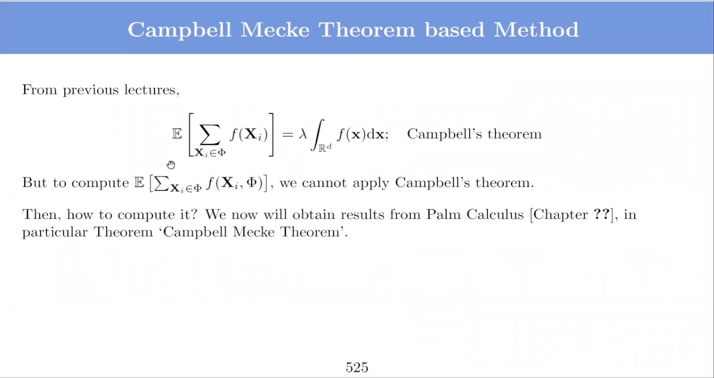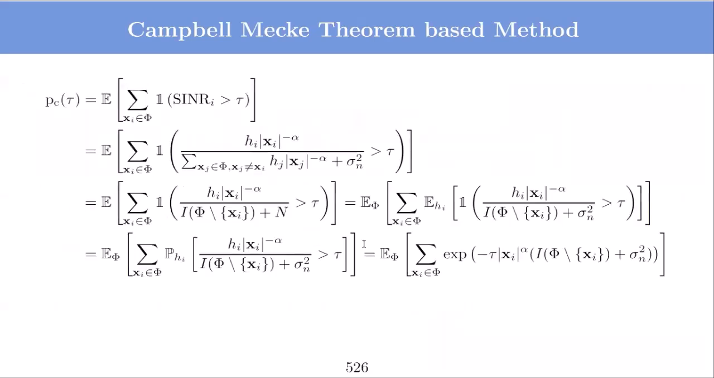If there was just a summation of f of xi, we could apply the Campbell theorem. But here we have a function which is a function of the point location and the point process, so we can't apply the Campbell theorem. For this, we need to apply the Campbell-Mecke theorem.